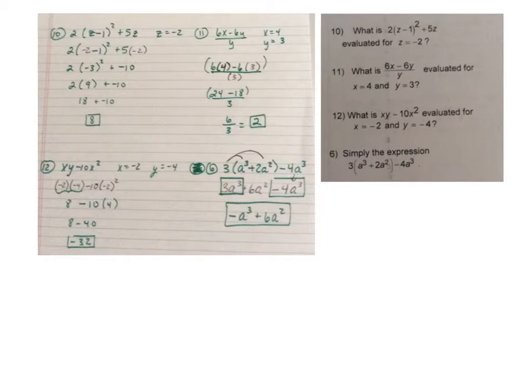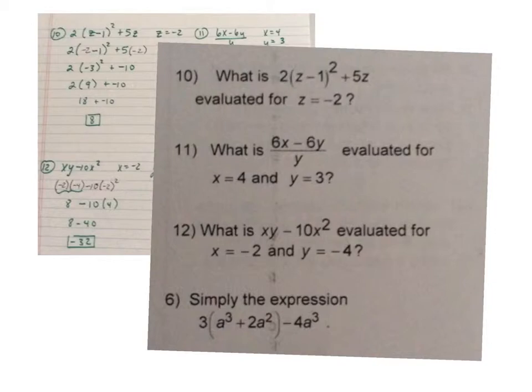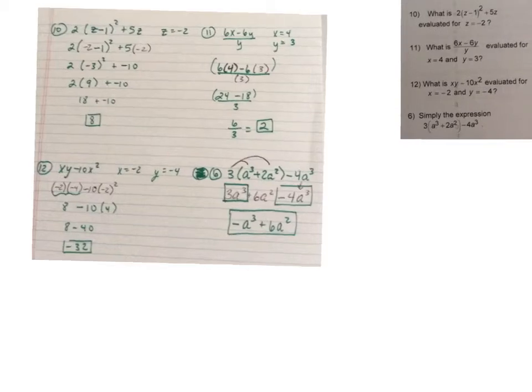Okay, now I'm going to go over number 10, 11, 12, and number 6. I know it's out of order. But on number 10, I'm simply substituting. We're evaluating. On number 11, I'm evaluating. Again, I'm substituting in. Number 12, I'm evaluating one more time. And then finally, on number 6, I'm only simplifying the expression. So let me minimize those, put those over here. Let me bring this up.